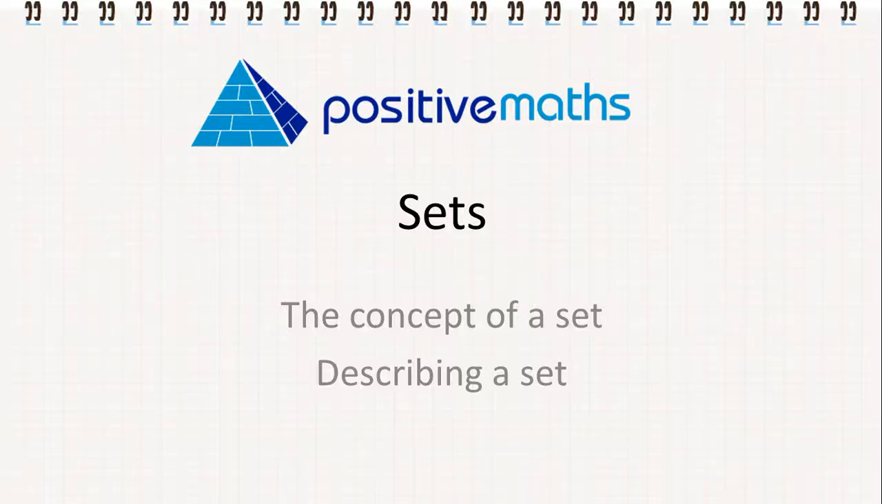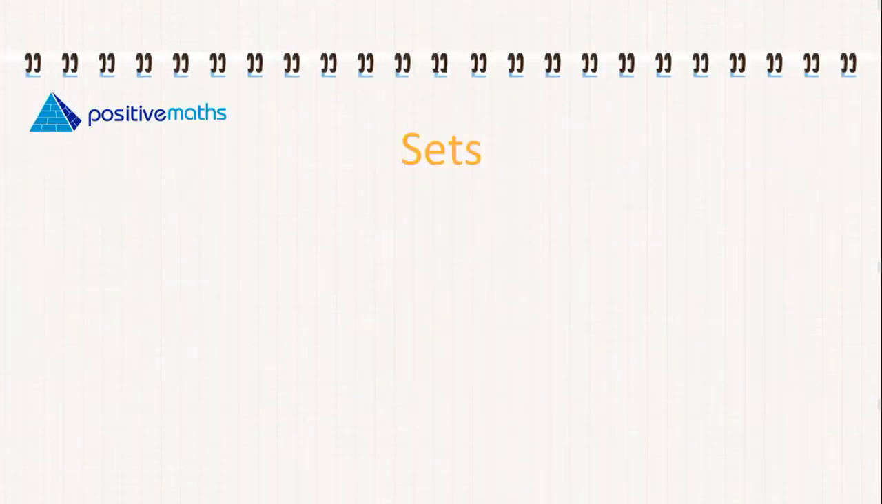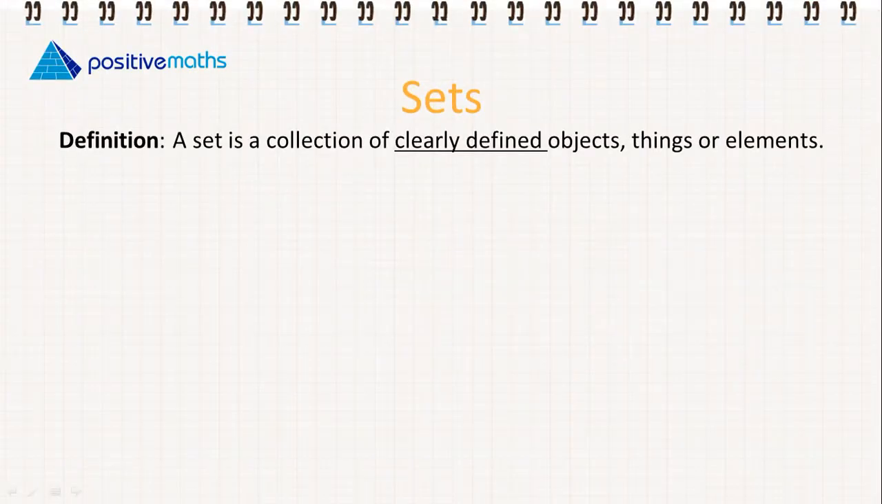In this video for Positive Maths, we're going to learn about the concept of a set and describing a set. So the definition first of all. A set is a collection of clearly defined objects, things or elements. This idea of them being clearly defined is really important. We'll discuss it more later.